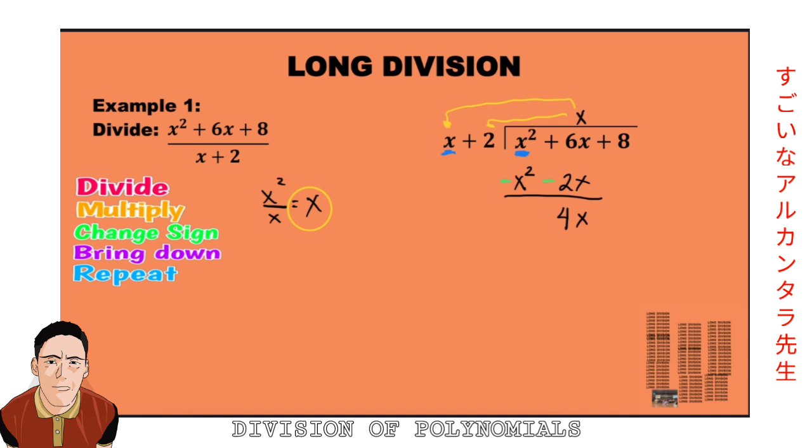Next, we repeat the entire process. So we divide 4x by x. So we have 4x divided by x. And again, class, x and x here have the same degree, so we can cancel that out. We're left with positive 4. So this positive 4 should be aligned with 8, because again, they are of the same degree. They are both constants. Next, we multiply 4 to x and 2. So 4 times x, that will give us 4x.